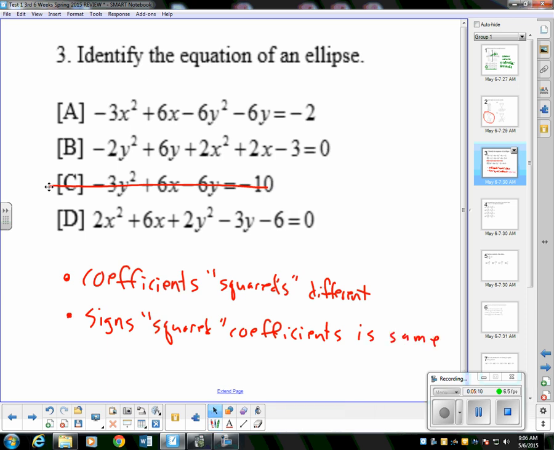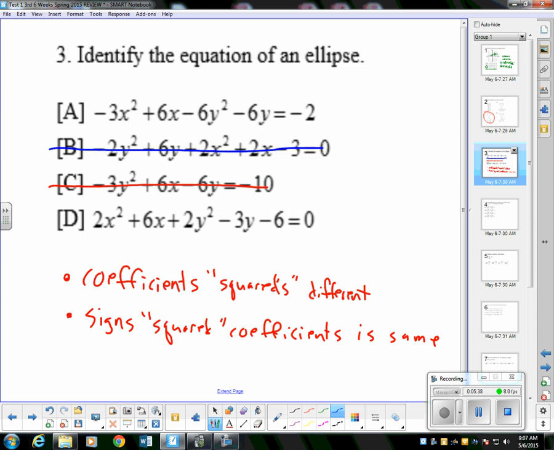I'll pause the video for a second and orient this board. All right, so we're looking for our squareds. Do they have different coefficients? If we look up here, answer choice A, our squareds are different. The coefficients are different. Answer choice B, our coefficients are the same in the sense that they're both 2's. So that's not going to work for us there. So we've already ruled out a couple of them.